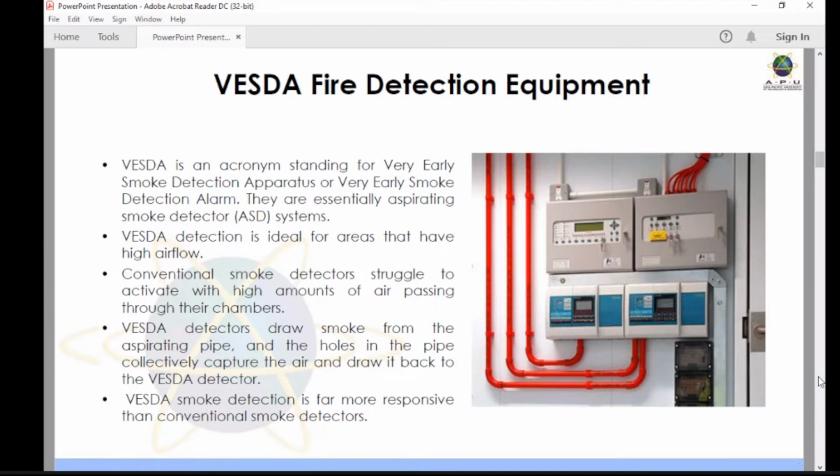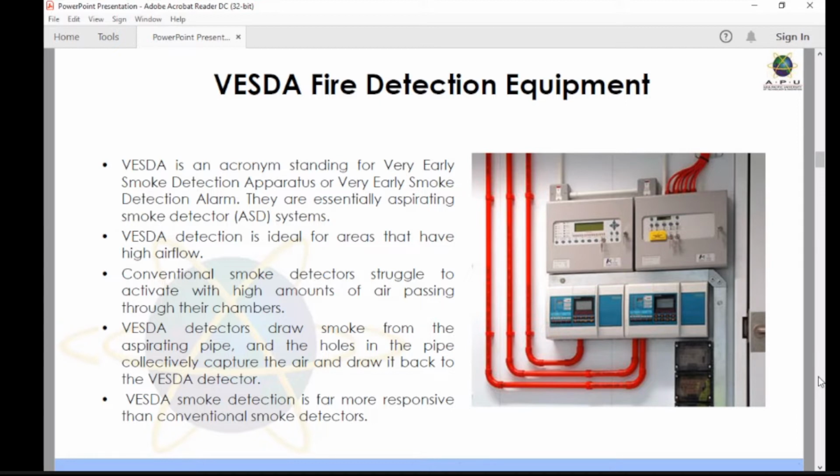VESDA detection is ideal for areas that have high airflow. Where airflow is higher, in such places we use this VESDA. Conventional smoke detectors struggle to activate with a high amount of air passing through their chambers. In places where high air passes, traditional smoke detectors might not be so effective, okay.